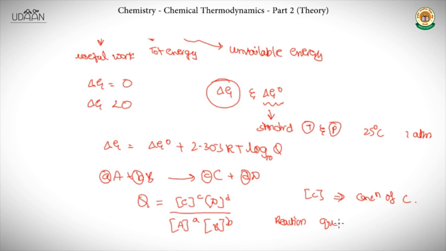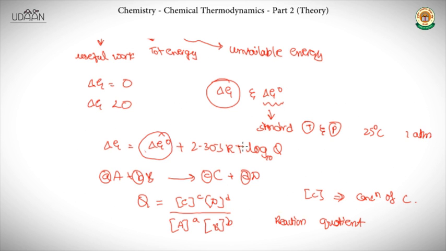Reaction quotient. Now for this, suppose we want to calculate the reaction quotient at a particular temperature. It will be very difficult for us to calculate at every instant of our reaction. So first we'll be calculating at normal temperature and pressure, that is, at standard temperature and pressure. That is, we'll be getting delta G naught.